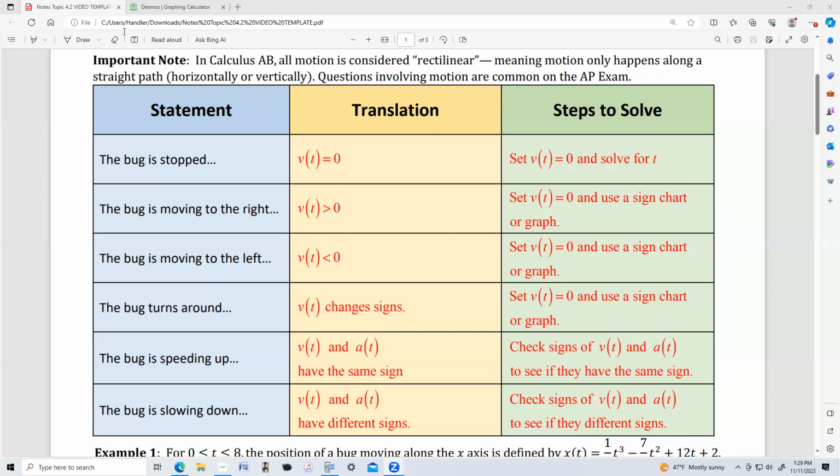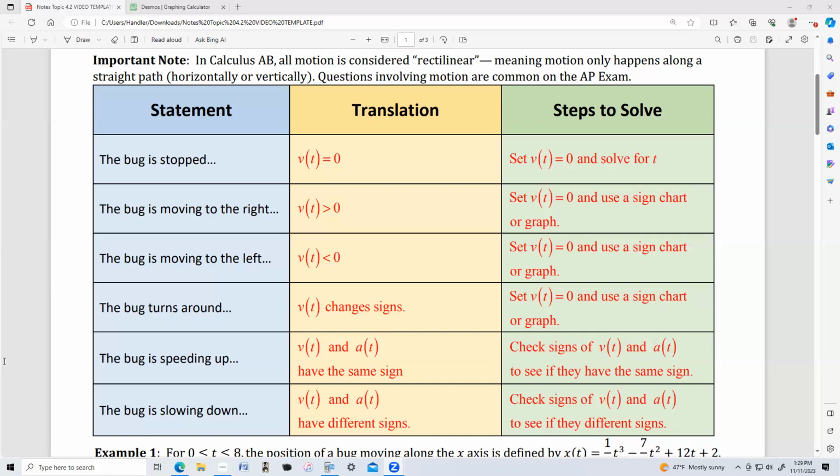Okay, so we're talking about a bug here. It could be somebody on a skateboard. It could be a cat or a dog walking down a sidewalk. It could be somebody on a moped. It's just some object or thing or particle that is moving.